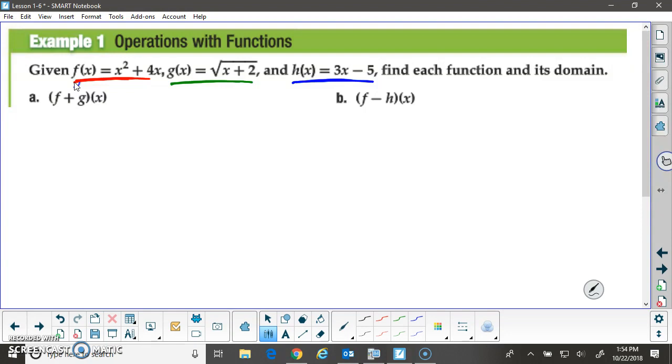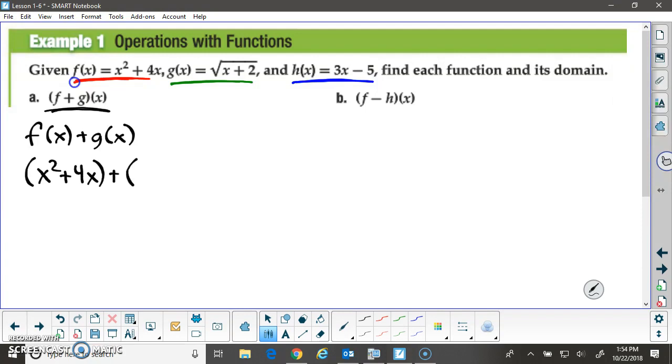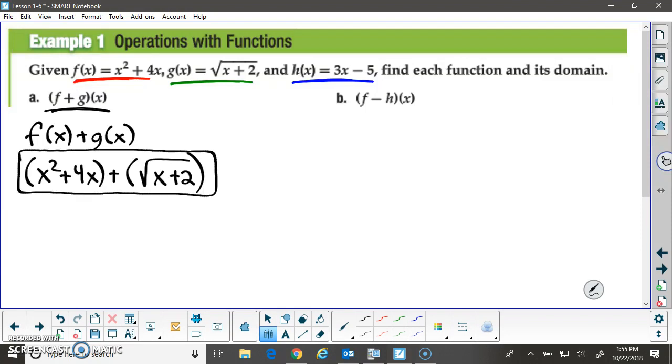So part A, the notation right here, is saying take f of x and add g of x. If we do that, it would simply give us x squared plus 4x added to the square root of x plus 2. Now I use parentheses on this, but really those parentheses aren't necessary. Once we take the two functions, we have to try to simplify it, and here we are unable to simplify, so this is our answer. That is the sum of the two functions f of x and g of x.